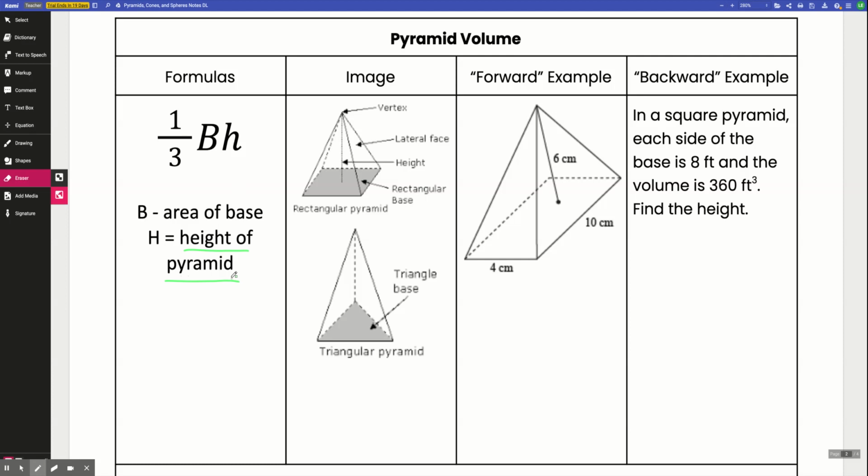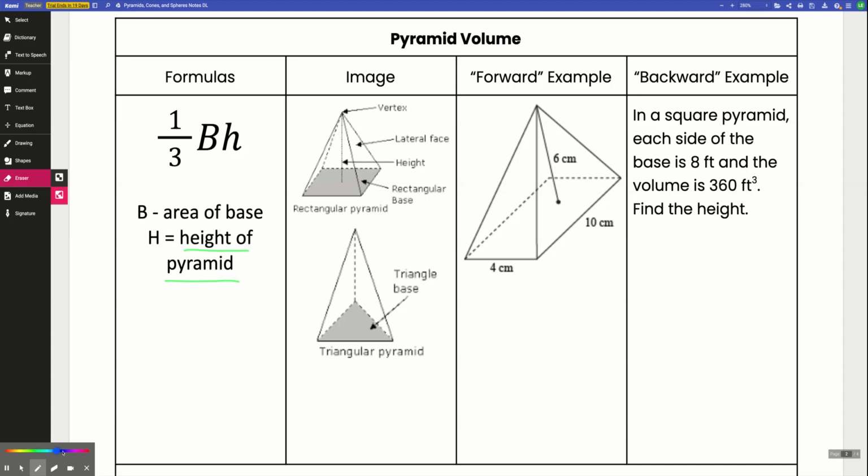Okay, the most important thing about this formula is that we're dealing with the actual height of the pyramid, not the slant height. So if you remember from the surface area video, we were dealing with the slant height, which is the height of the triangles that make up the lateral area, that make up most of the faces of the pyramid. Okay, this is not that. For height, we're actually talking about the actual vertical height of the pyramid.